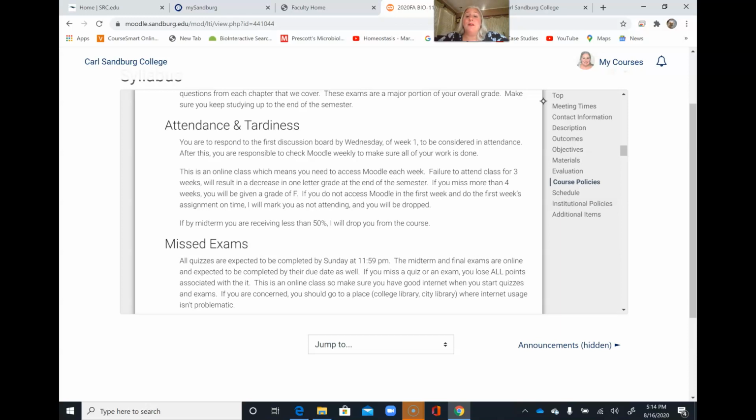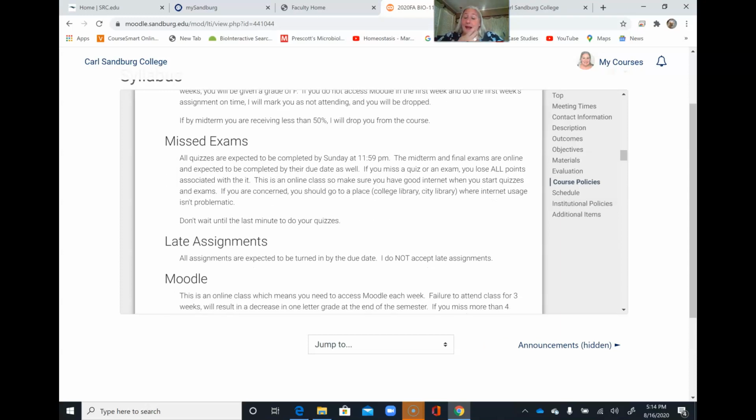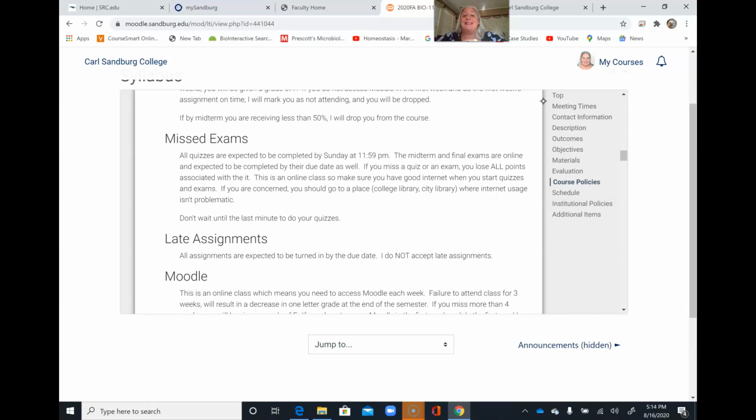So it's really important to work hard and work every week. You can always work ahead. You cannot fall behind, though. If you fall behind, you're not going to be able to make up the work as easily. Since everything is online, I don't accept late papers or late assignments. Everything is due at a specific time, and the grade goes into the grade book at that time.